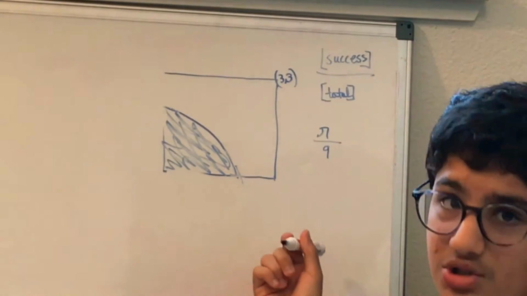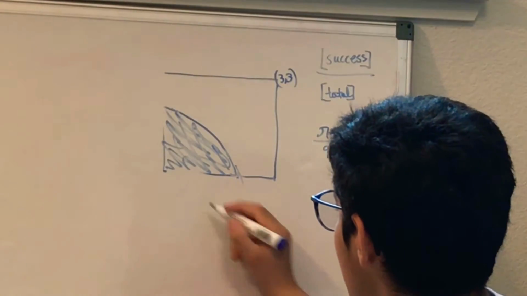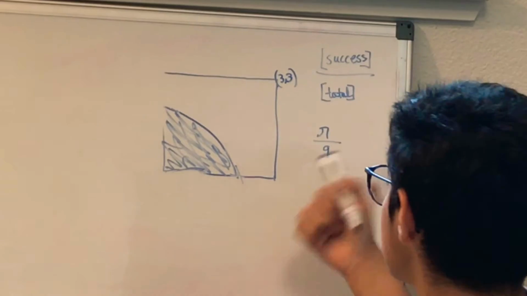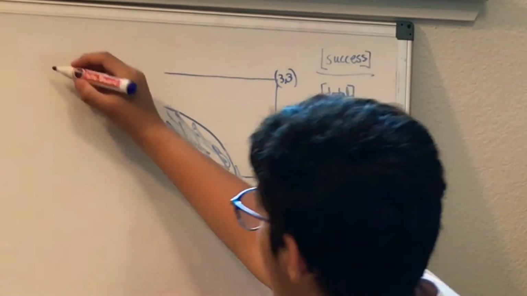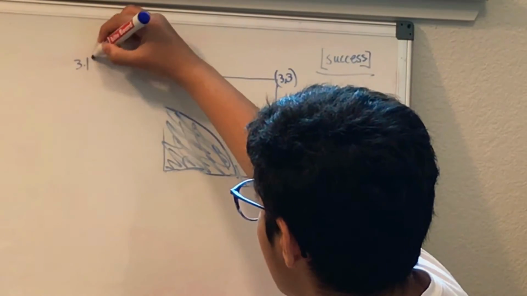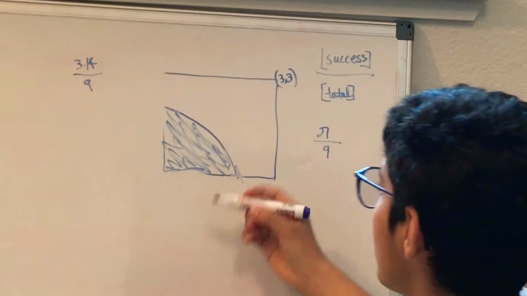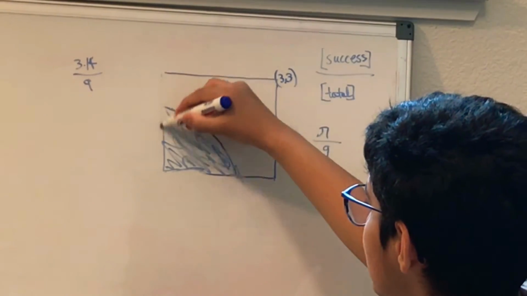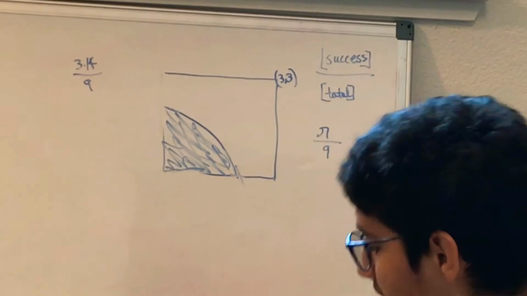And let's just check this to see if it seems realistic. So what is pi? Let's just say pi is 3.14, that's close enough. So that's 3.14 over 9, which is roughly 1/3, which seems to make sense because this does look like it takes up about 1/3 of this total area.